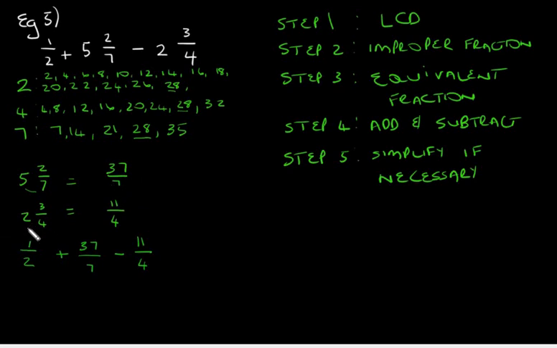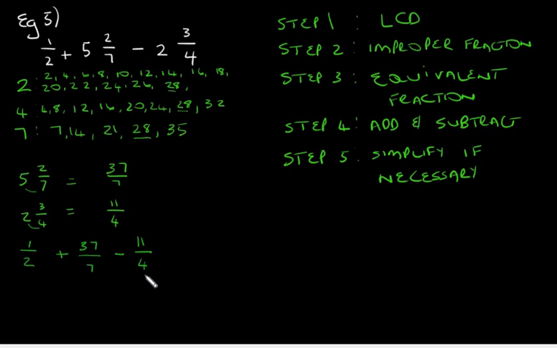And then we need to convert 2 and 3 over 4 into 11 over 4. How did we get that? We said 2 times 4 is 8, and 8 plus 3 is 11. So that's 11 over 4. So what will that give us? It will give us a half plus 37 over 7 minus 11 over 4.